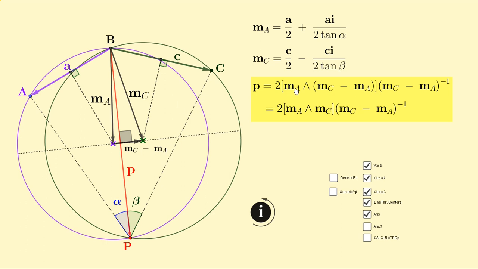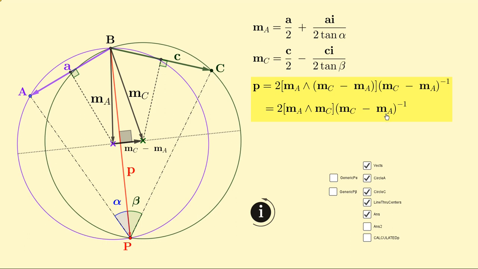And now, because the outer product has the distributive property, MA wedged with MC minus MA is MA wedge MC minus MA wedge MA. And the outer product, or wedge product, of any vector with itself is 0. So this simplifies to 2 times MA wedge MC times the multiplicative inverse of MC minus MA.